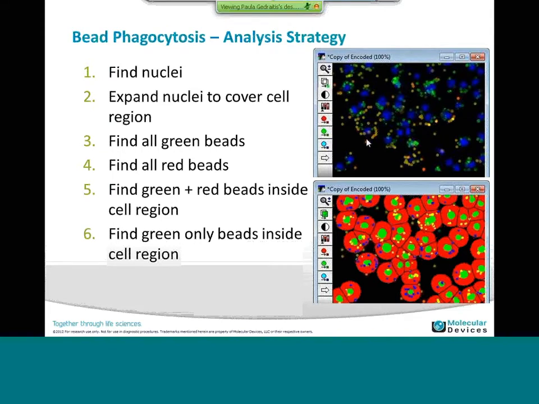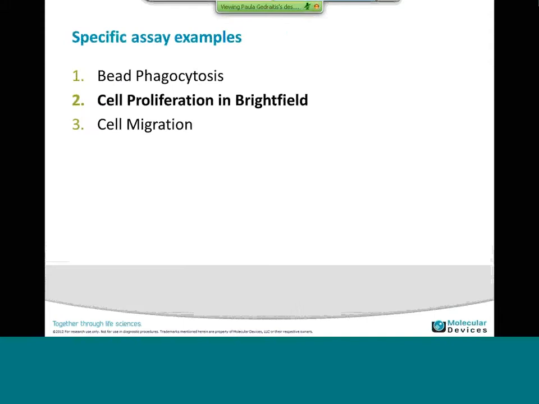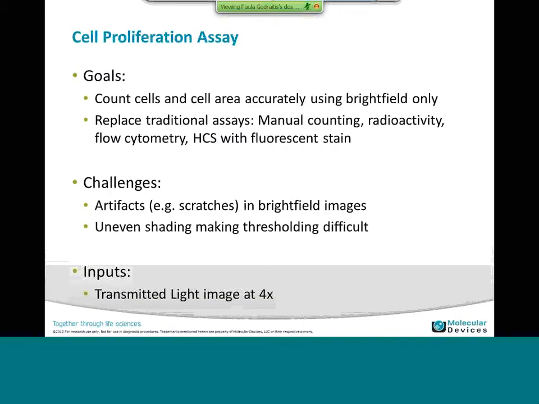Okay. So the next example I'm going to show you is a cell proliferation assay, which was done in bright field because for whatever biological reasons, we did not want to use a fluorescence stain in these particular samples. We wanted to keep them alive and not put anything toxic on them. So the goal of this assay is to count the cells and the area covered by the cells accurately using bright field only, or it could be done with phase contrast.